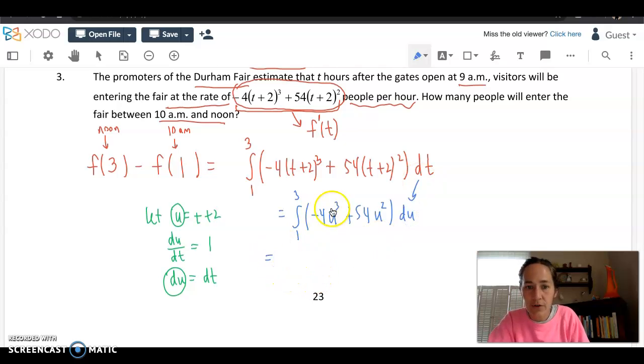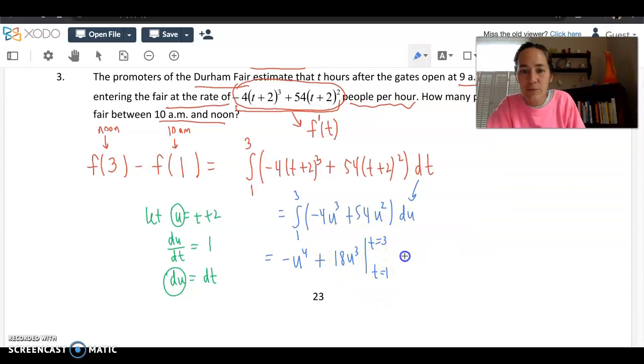Now's the time to integrate, so go ahead and give it a try. Negative 4 over 4, u to the fourth, so negative u to the fourth. 54 divided by 3, so plus 18 u to the third. And we don't want to evaluate it from u equals 1 to 3. We want this from t equals 1 to t equals 3. That's the thing I sometimes forget, is I plug these numbers in one step too soon.